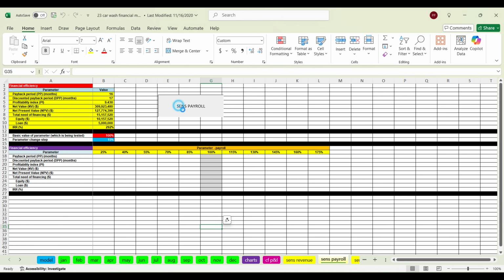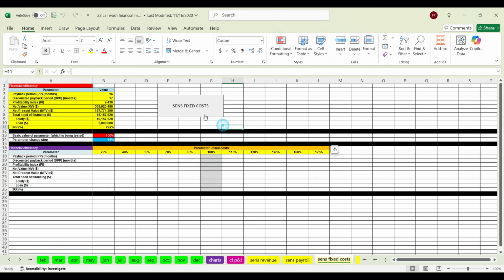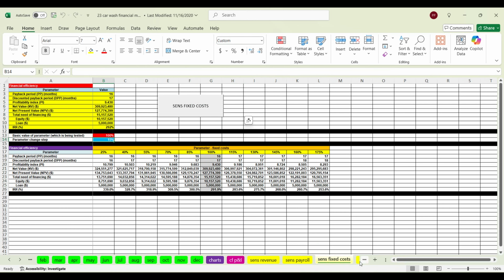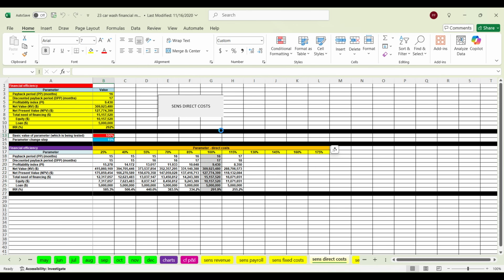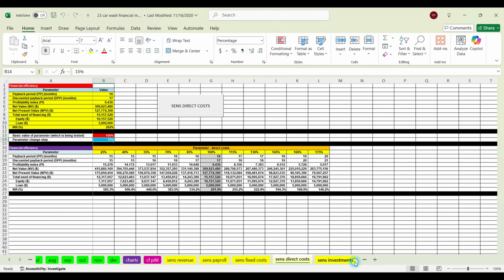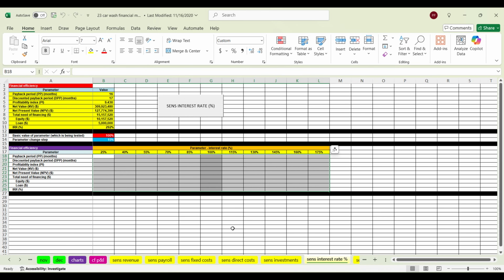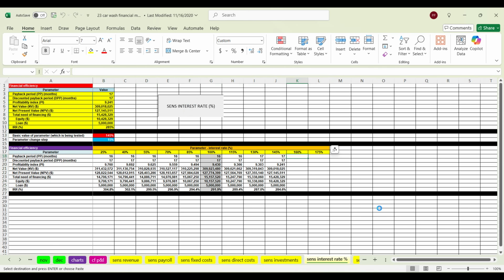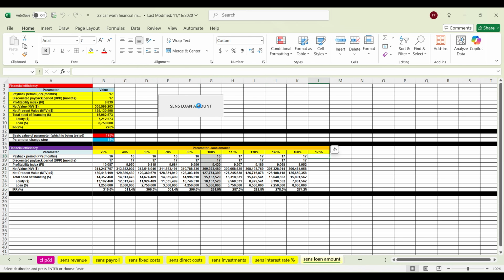They do sensitivity analysis for the revenue. The same story they are doing for the payroll, the same for the fixed costs, for the direct costs, then investment plan expenses, then interest rate, and the loan amount. So usually this sensitivity analysis gives a fresh portion of information about the business idea.